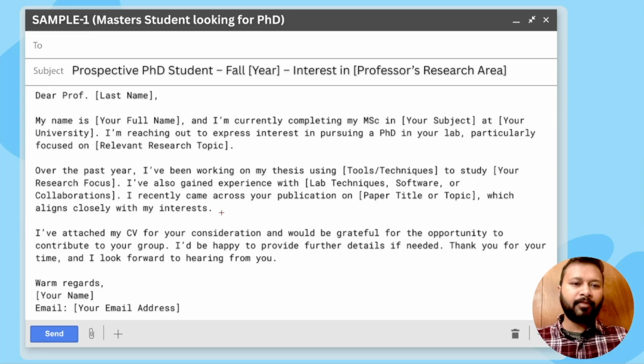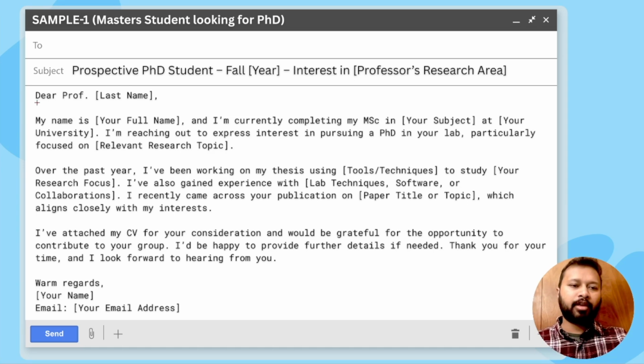Okay, so the first sample here is for an MSc student who is looking for a PhD position. You can see the subject over here says prospective PhD student, then the fall year, and then interest in your professor's area of interest, or professor's research area. So you can mention that you are interested in bioorganic chemistry, or organic chemistry, whatever area of that professor is.